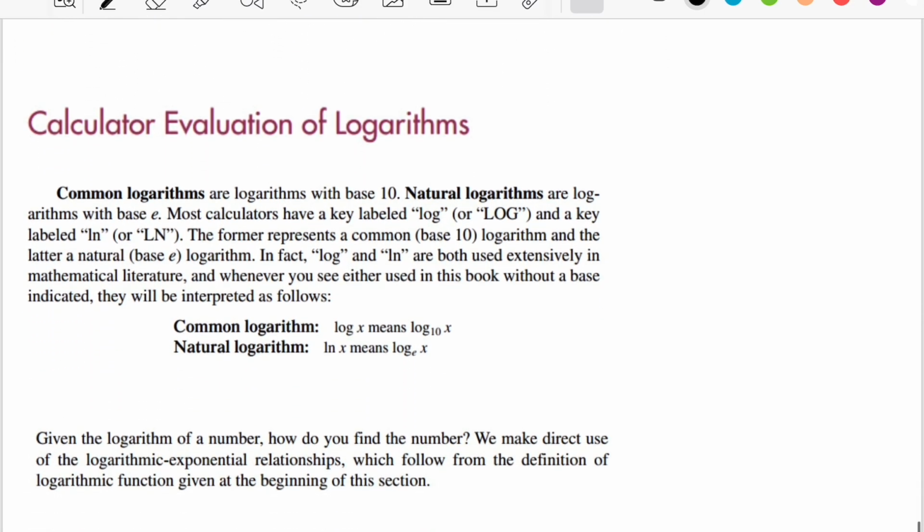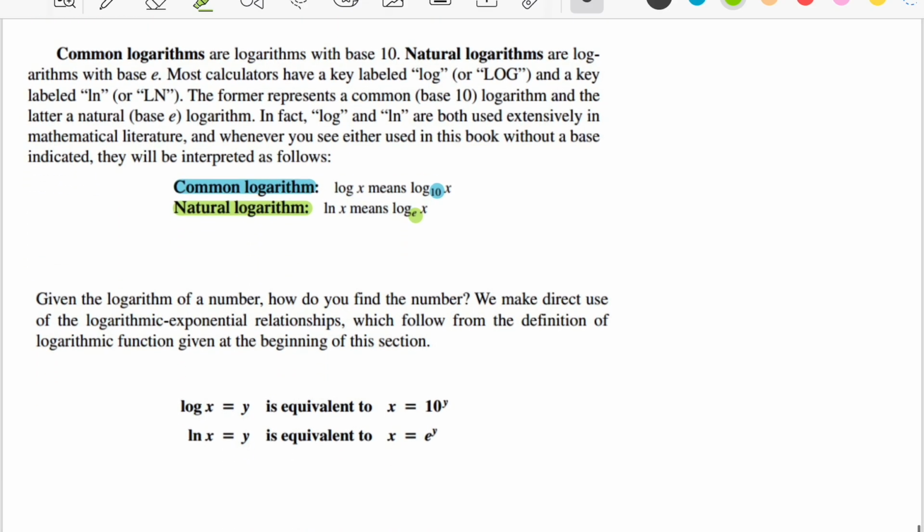So of all the possible log bases, base e and base 10 are used the most, and our terminology for those is our common logarithm, which means log base 10, and then our natural log, which will be log base e. All right, so we'll look at a few examples.